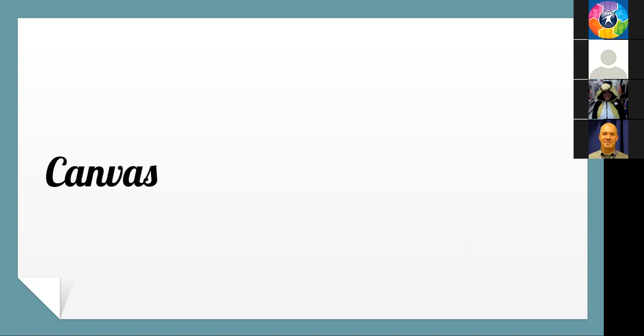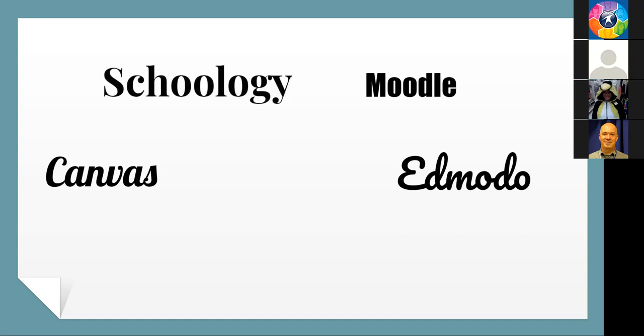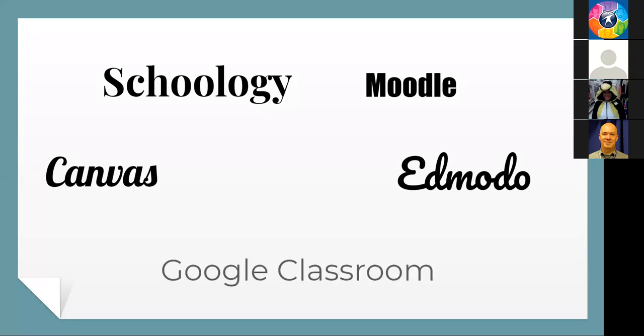Another possibility is Moodle, which is also free. Edmodo is also free, and I believe Edmodo looks more like Facebook. Canvas and Moodle both look similar. Edmodo looks a little bit different, like Facebook. There's also a learning management system called Schoology. And if you're in the K through 12, it's possible that you are familiar with Google Classroom.